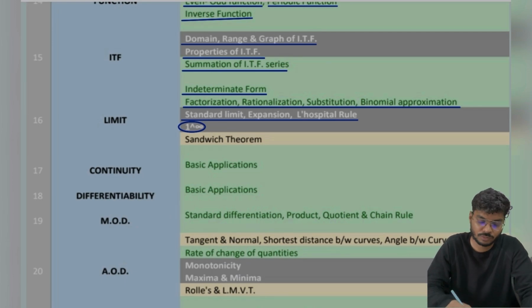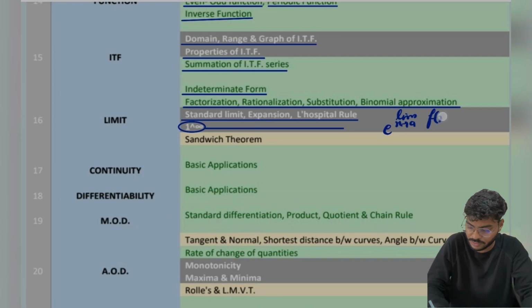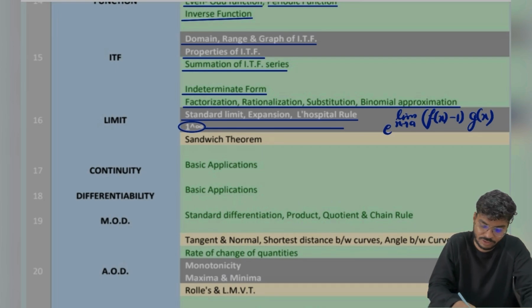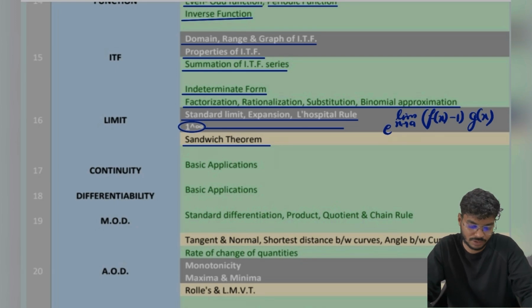Then how to solve 1 to the power infinity, right? The 1 to the power infinity formula: e to the power of limit, same limit, x tends to a, (f of x minus 1) into g of x. Use this formula after checking the indeterminate form. Then the sandwich theorem, it is not too important from the JEE Main point of view, but go through this particular thing also. Sandwich theorem.